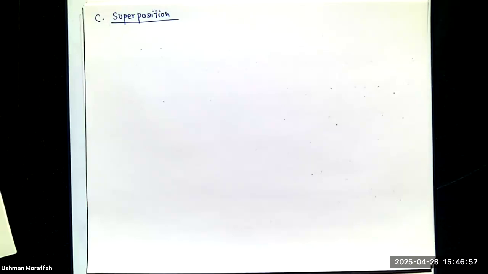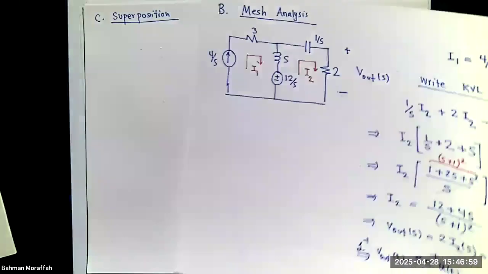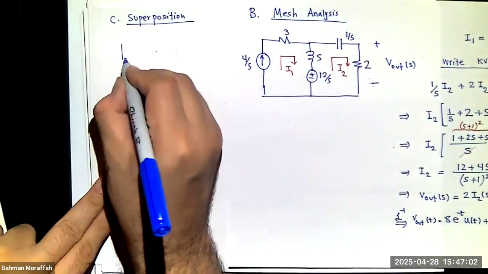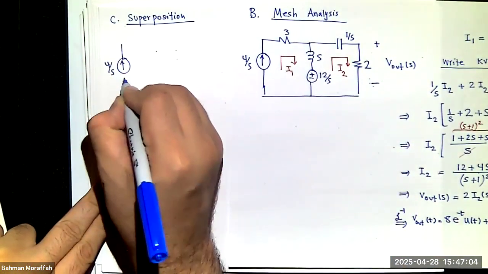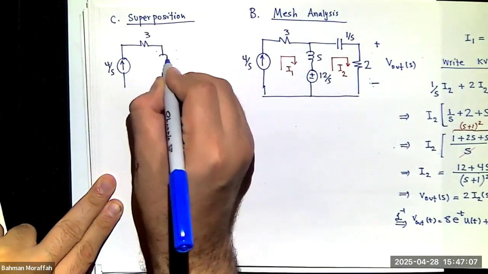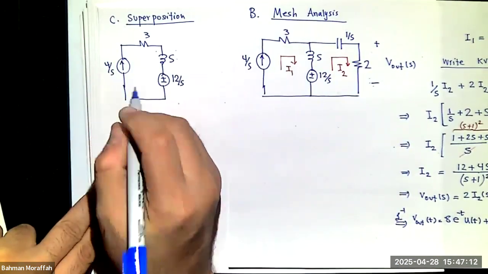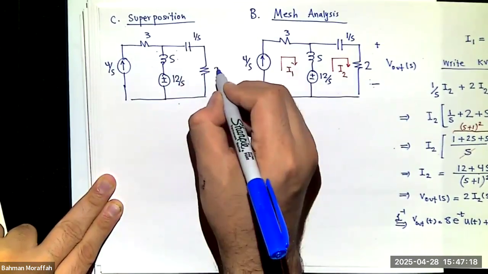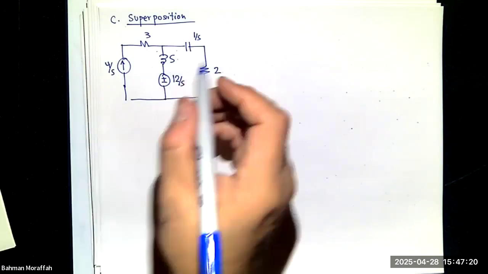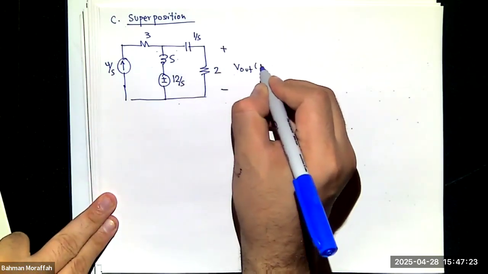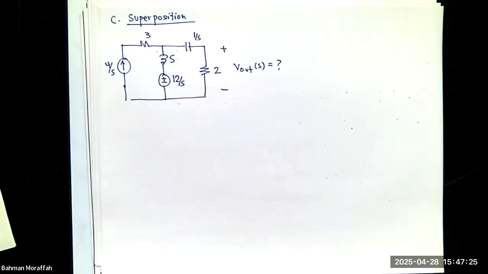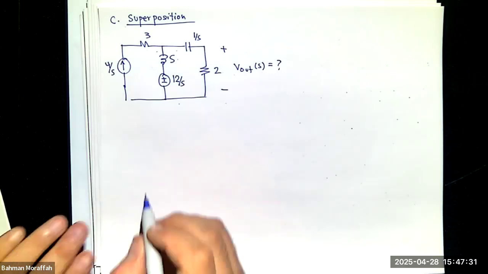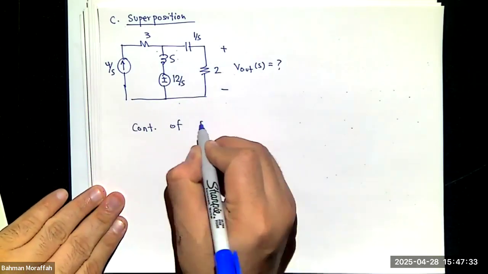Right? So again, remember my circuit does not change. My circuit is still this circuit. So I have this 4 over S. I have 3. I have S. This is 12 over S. I have 1 over S. And I have this 2. And the question is asking me, what is this V out of S? So let's find the contribution of, for example, the current source.